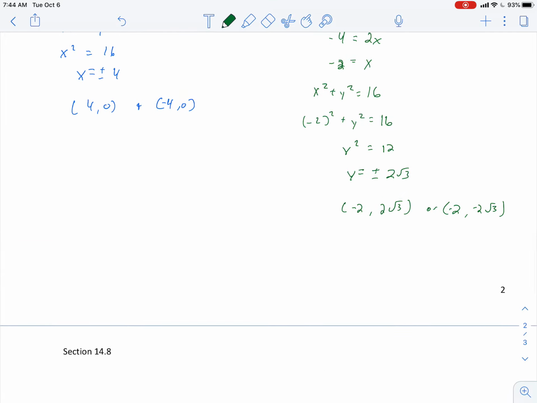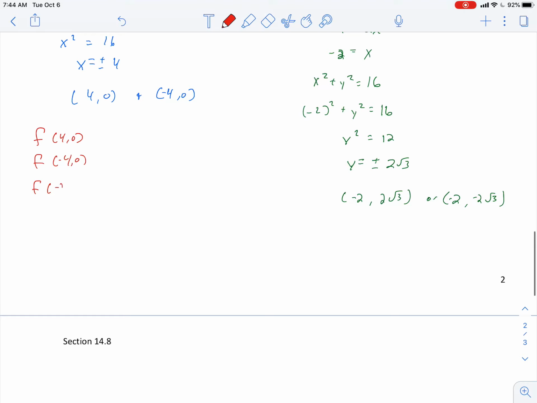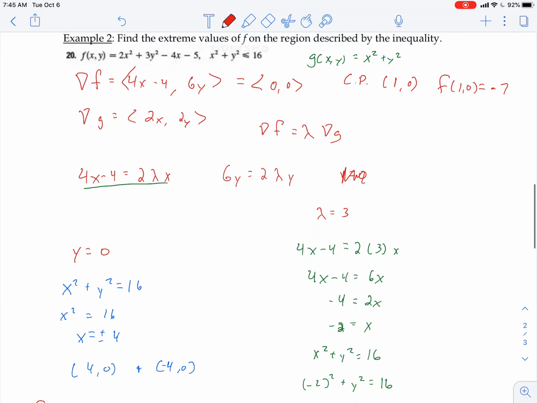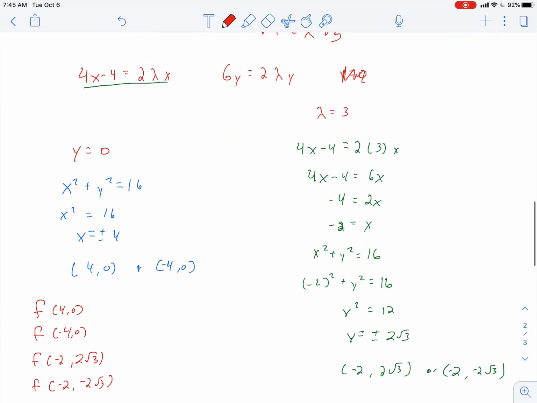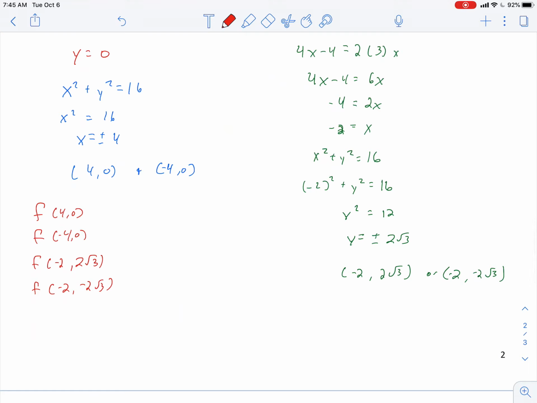So we have 4 points that we are going to have to check. So we're going to go ahead and plug these in. I'm going to do f of 4, 0, f of negative 4, 0, f of negative 2, 2 radical 3, and f of negative 2, negative 2 radical 3. And again, now we're just going to plug these into our function f up here. To save some time, I went ahead and did that. So when we plug in f of 4, 0, we're just going to get 11. When we plug in f of negative 4, 0, we're going to get 43.